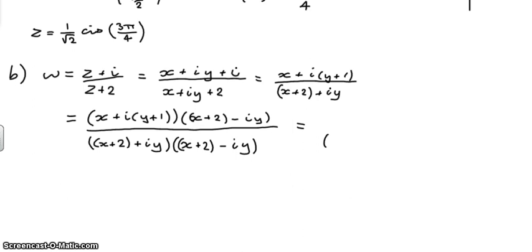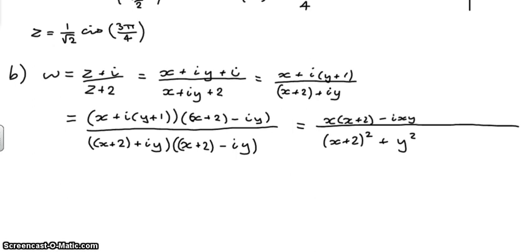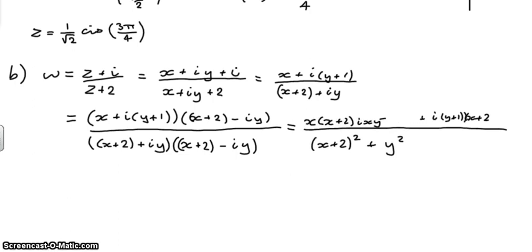That's going to be equal to, the bottom is simple, it's (x plus 2) squared plus y squared, because that would be minus i squared y squared, which is plus y squared. And the top, a little bit more complicated, but we just expand it as if it's a quadratic equation. It'll take a little bit, x times (x plus 2), take away ixy, plus i(y plus 1) times (x plus 2). Let's move all this around just so it creates a bit more space.